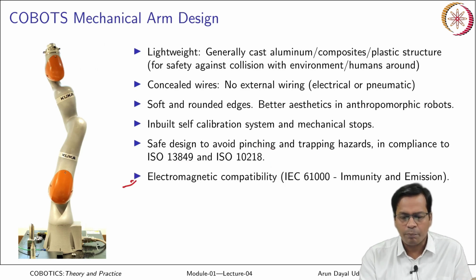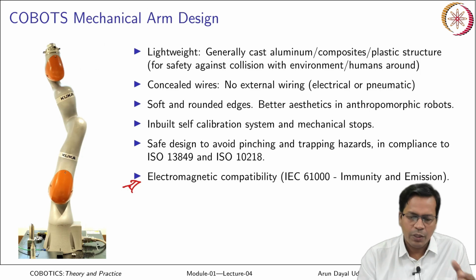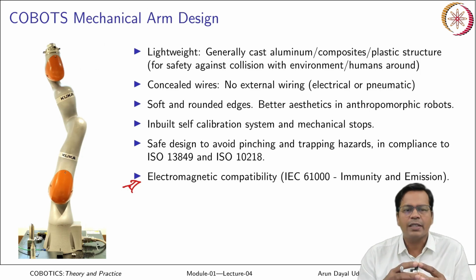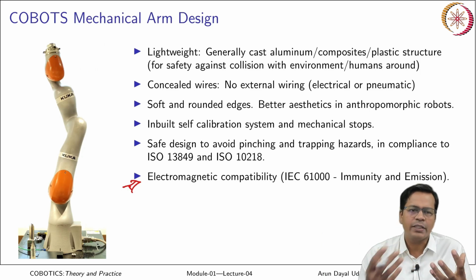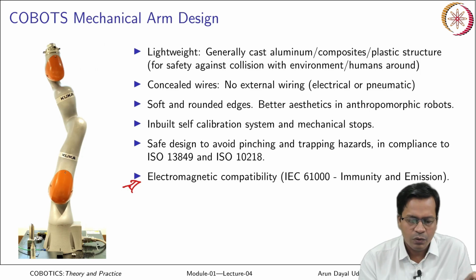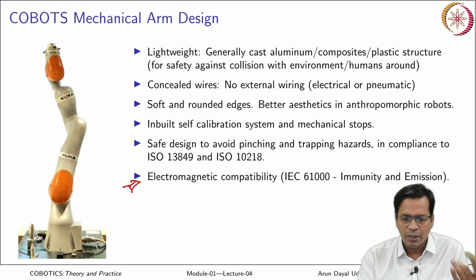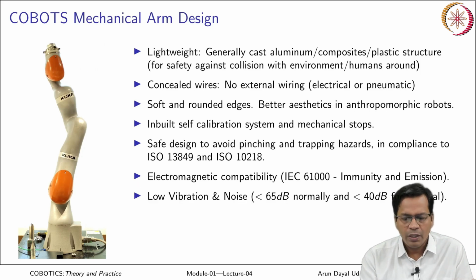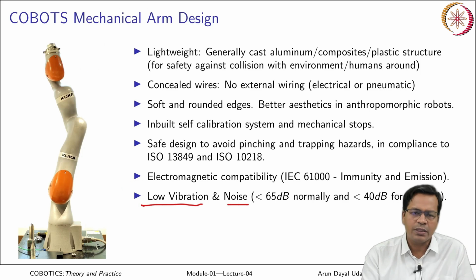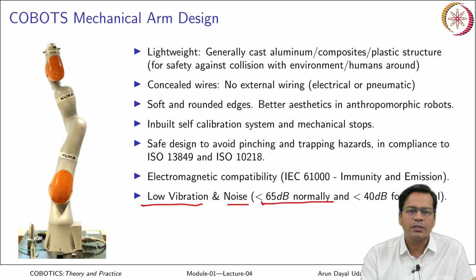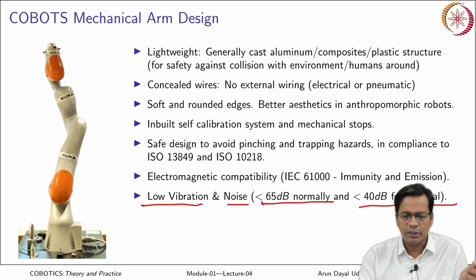Electromagnetic compatibility should also be there as per IEC 61000, for immunity and emission. This is because the motor should work ruggedly even when there are external emissions, if at all, due to any transformers around. So this is such a safe structure. It should not fail, because it is very near the environment where humans are around. For low vibration and noise, we prefer that even industrial robots remain within 65 decibels, but if it is for medical purposes it should be less than 40 decibels.